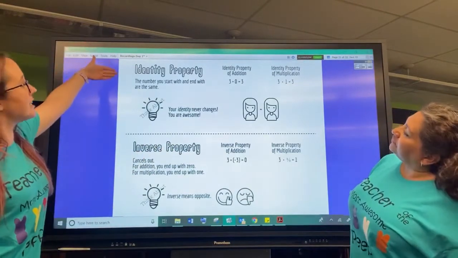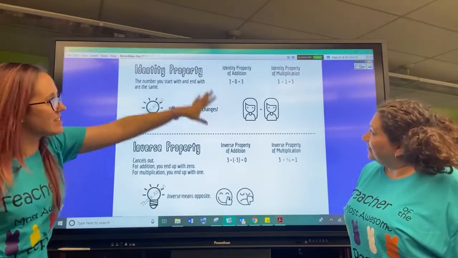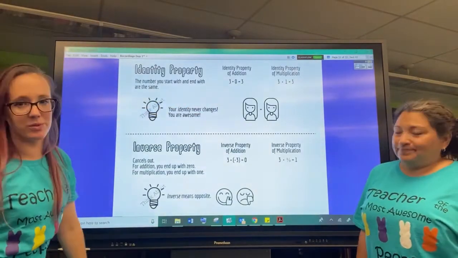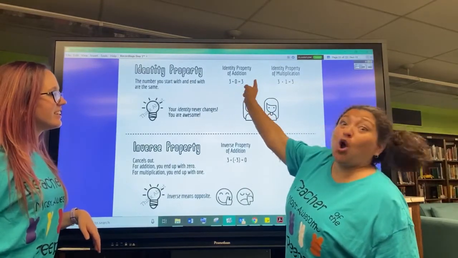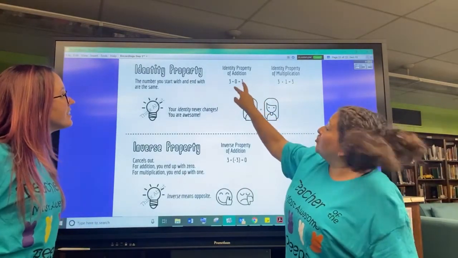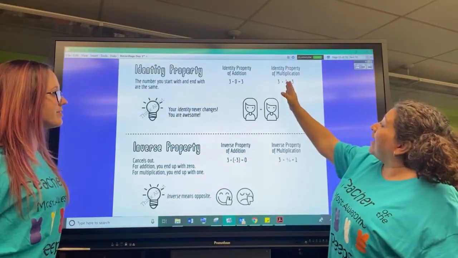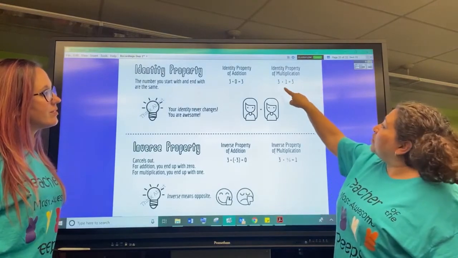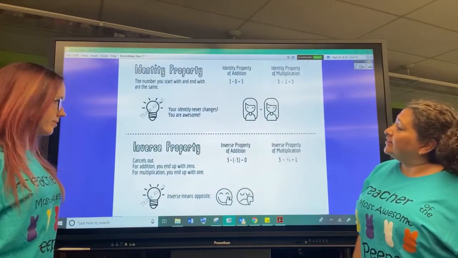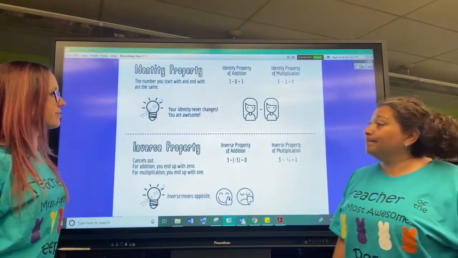We have first the identity property. The number you start with is the same as the number that you end with. So identity, it started with a 3, added a 0, ended as a 3. Started and ended as the same thing. Here with multiplication, it's 3 times 1. You end with 3. If you start with 3, your identity never changes because you are awesome.